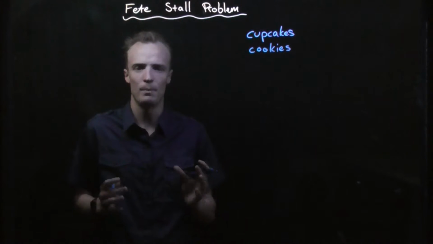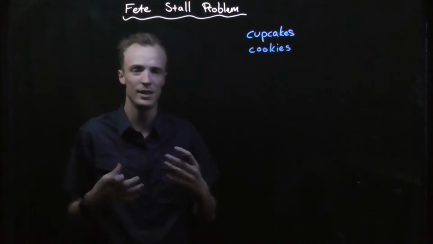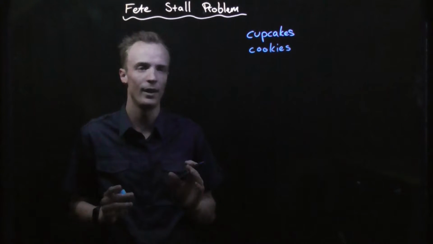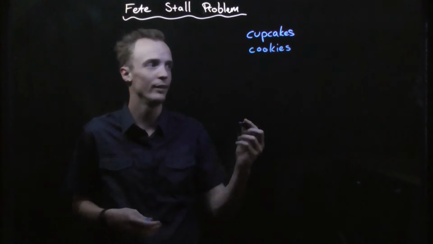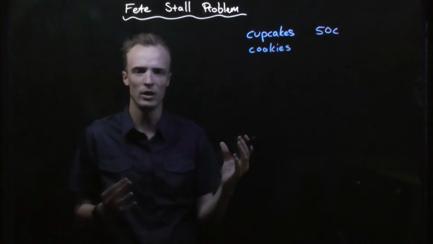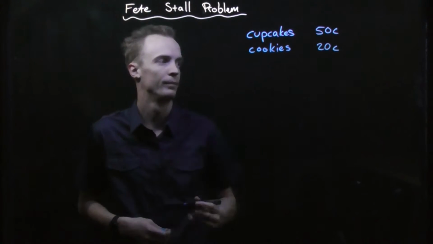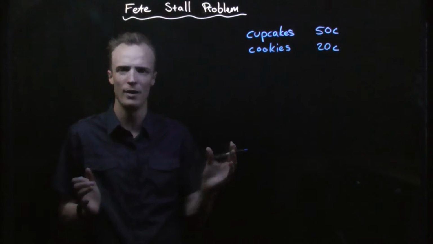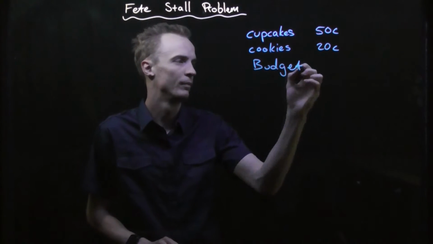Now whenever you're setting up a stall to sell some items, there's going to be a cost to us, a cost initially for us to be able to produce these items. And we're going to pretend for the sake of this that in order to produce every cupcake, it's going to cost us 50 cents. And to produce each individual cookie, there's going to be a cost to us of 20 cents. Now, the final thing that we always have when we're setting up a stall is some kind of budget. And our budget today is going to be $10.